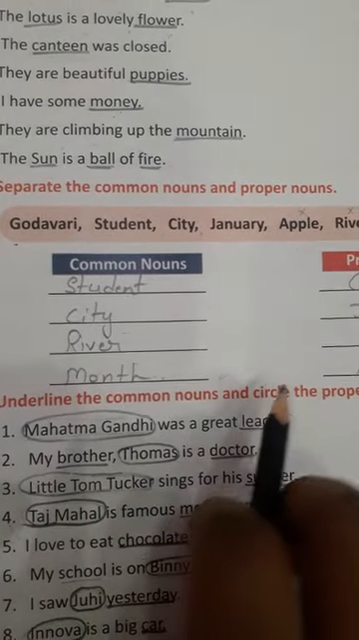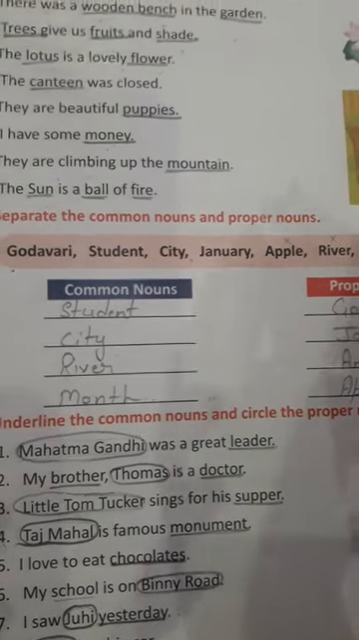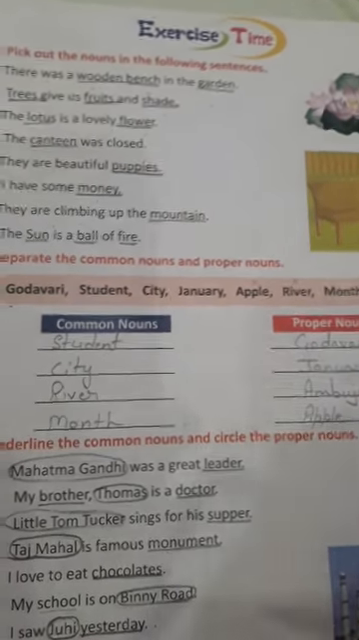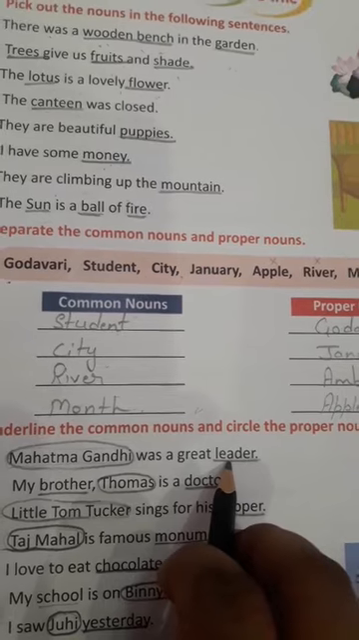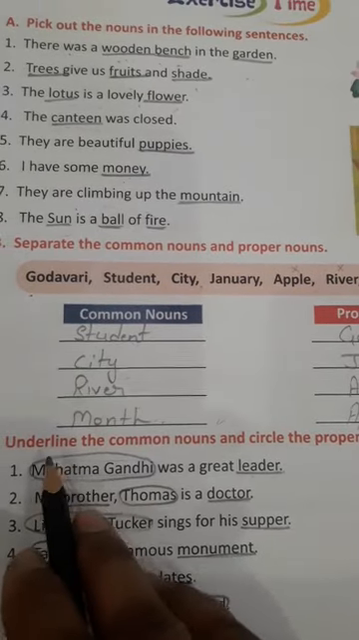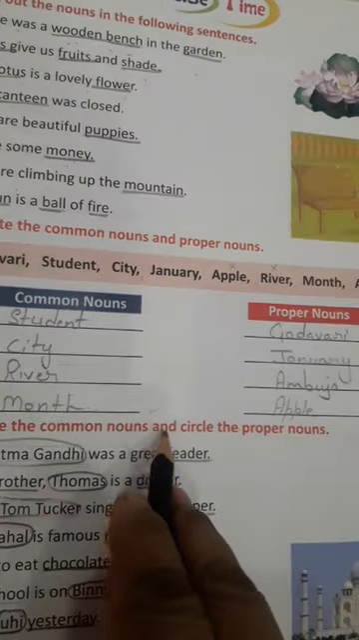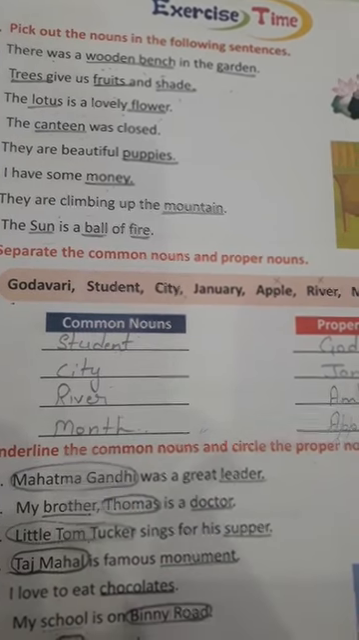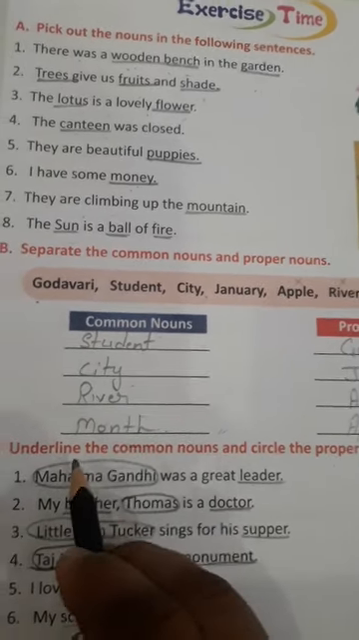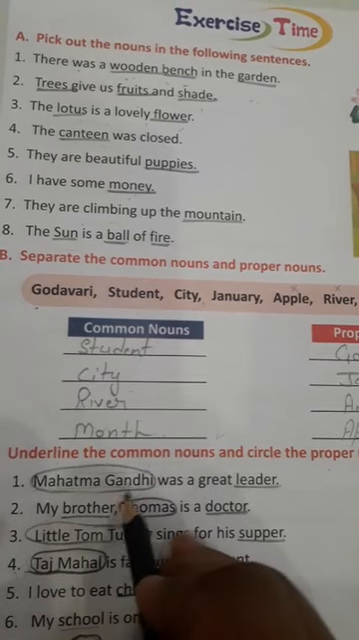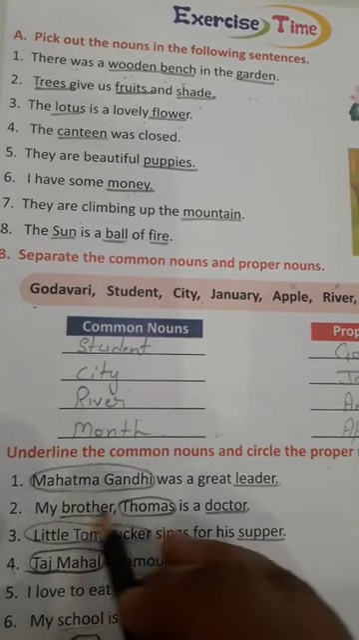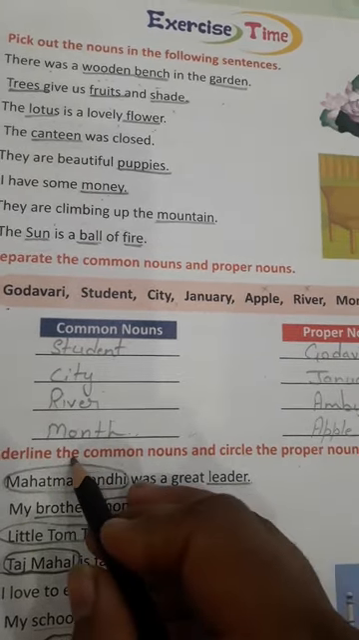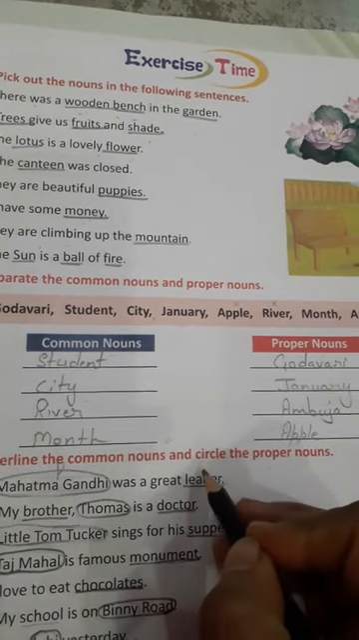Mahatma Gandhi was a great leader. And one more very important thing to identify the proper noun is that it begins with a capital letter. Okay. So Mahatma Gandhi was a great leader. Now in this, what you have to do is underline the common noun and circle the proper noun. You can do this according to your convenience. If you want to do it according to this question, it's okay. If you want to mention it by underlining or by drawing a circle, or you can write P for proper noun and C for common noun.